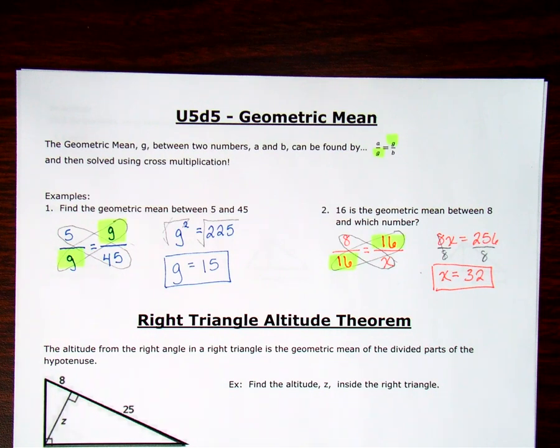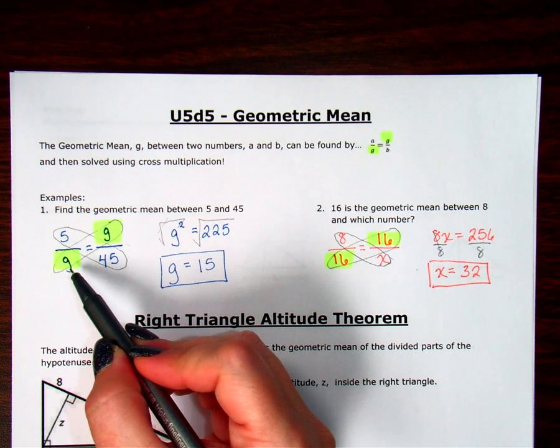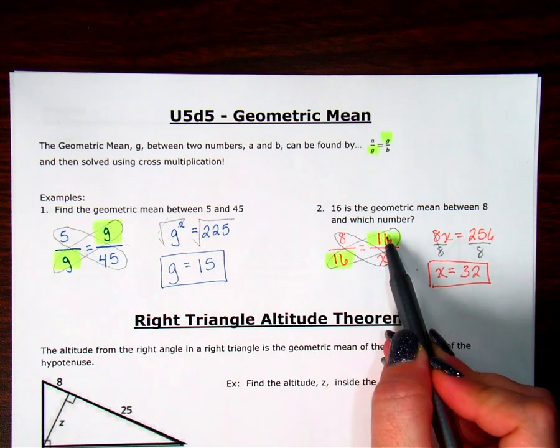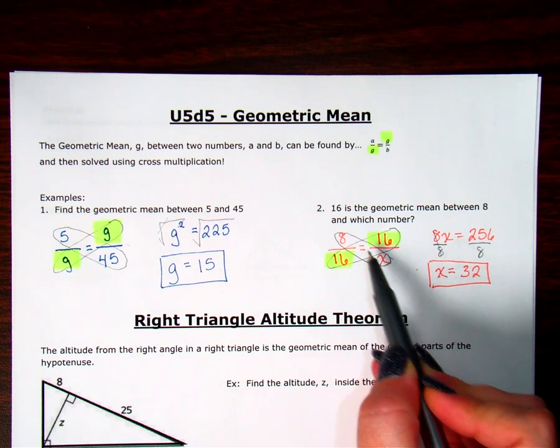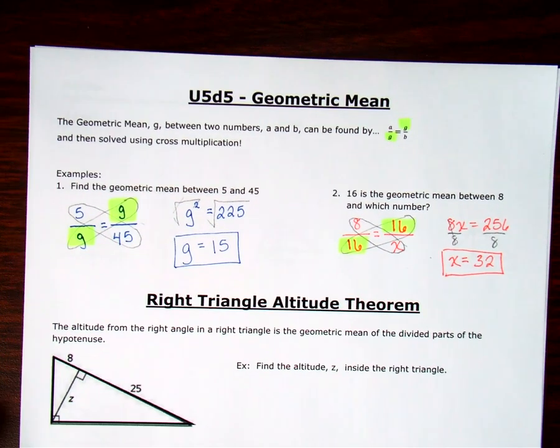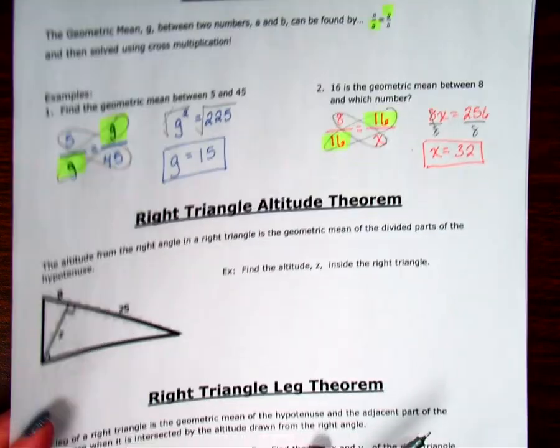Welcome back. In the last video, we talked about geometric mean and showed how one's in the denominator, one's in the numerator, and they're the same number that go in those two places, the geometric mean of two other numbers. Okay, so let's see how we apply that in a right triangle. There's two different ways we're going to do it.